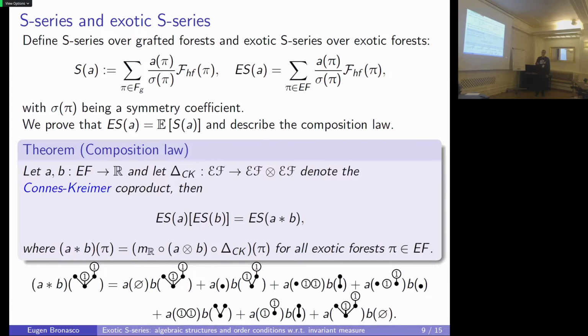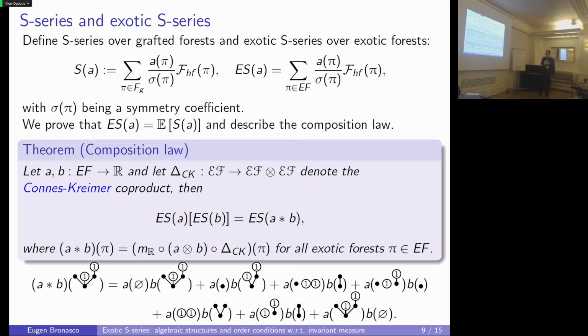So let A and B be two functionals over exotic forests. And let delta CK be the constant Kramer coproduct defined over exotic forests, where this coproduct takes an exotic forest and divides it in two parts in all possible ways, right? So it's a notion dual to the notion of a product. Then if we compose the exotic S-series of A and B, this is equal to the exotic S-series of a convolution of A and B, where the convolution is taken with respect to the constant Kramer coproduct.